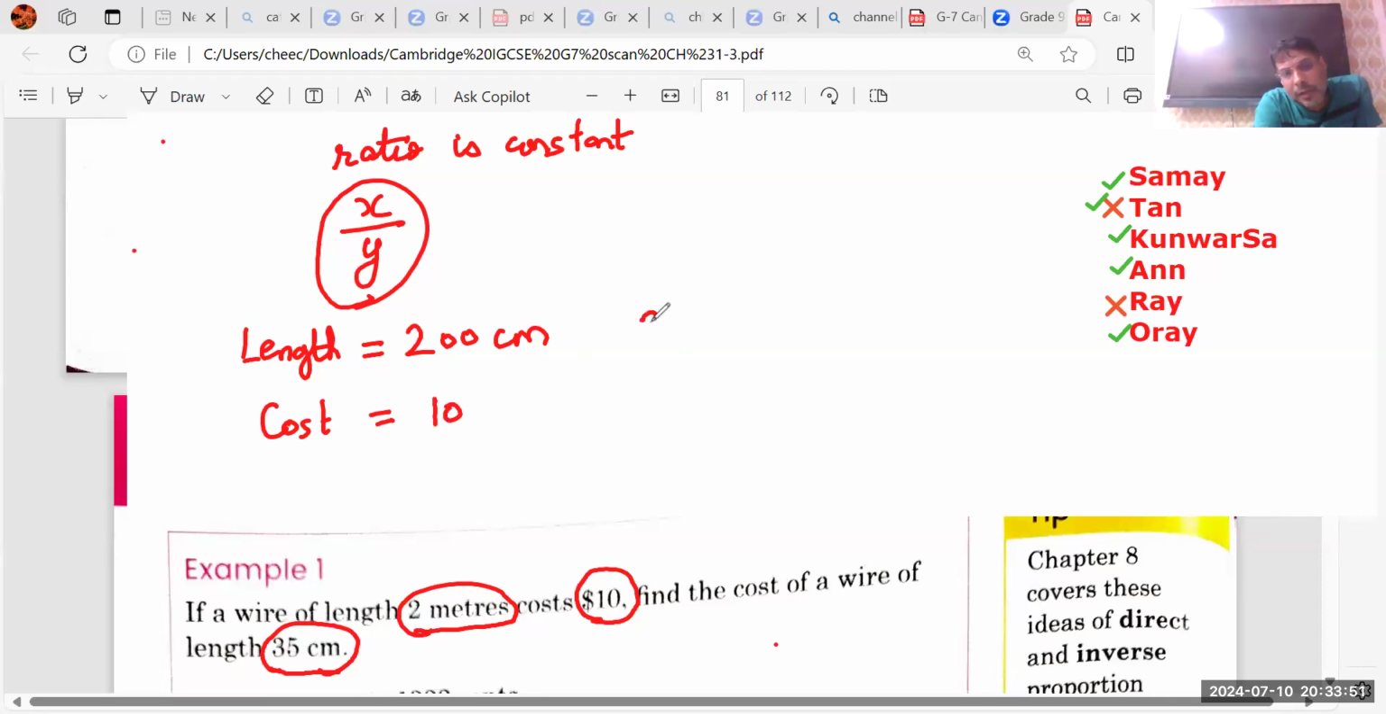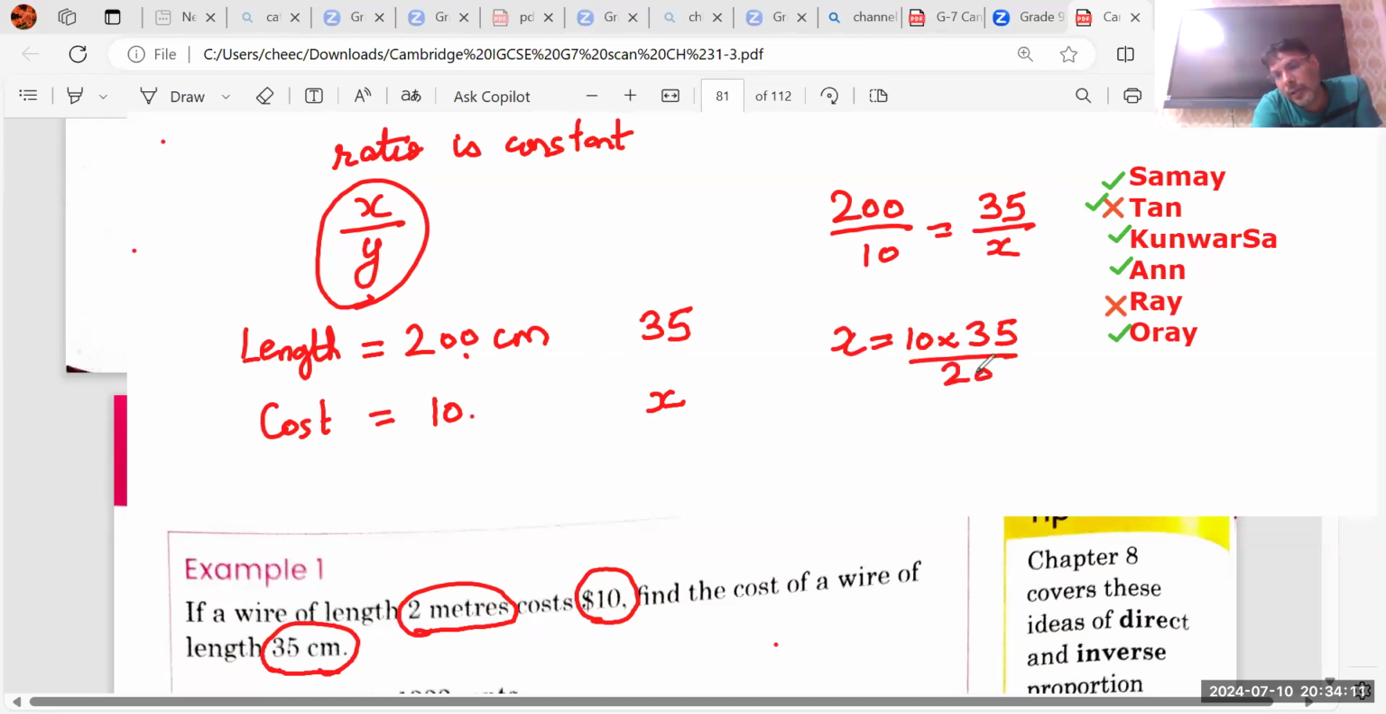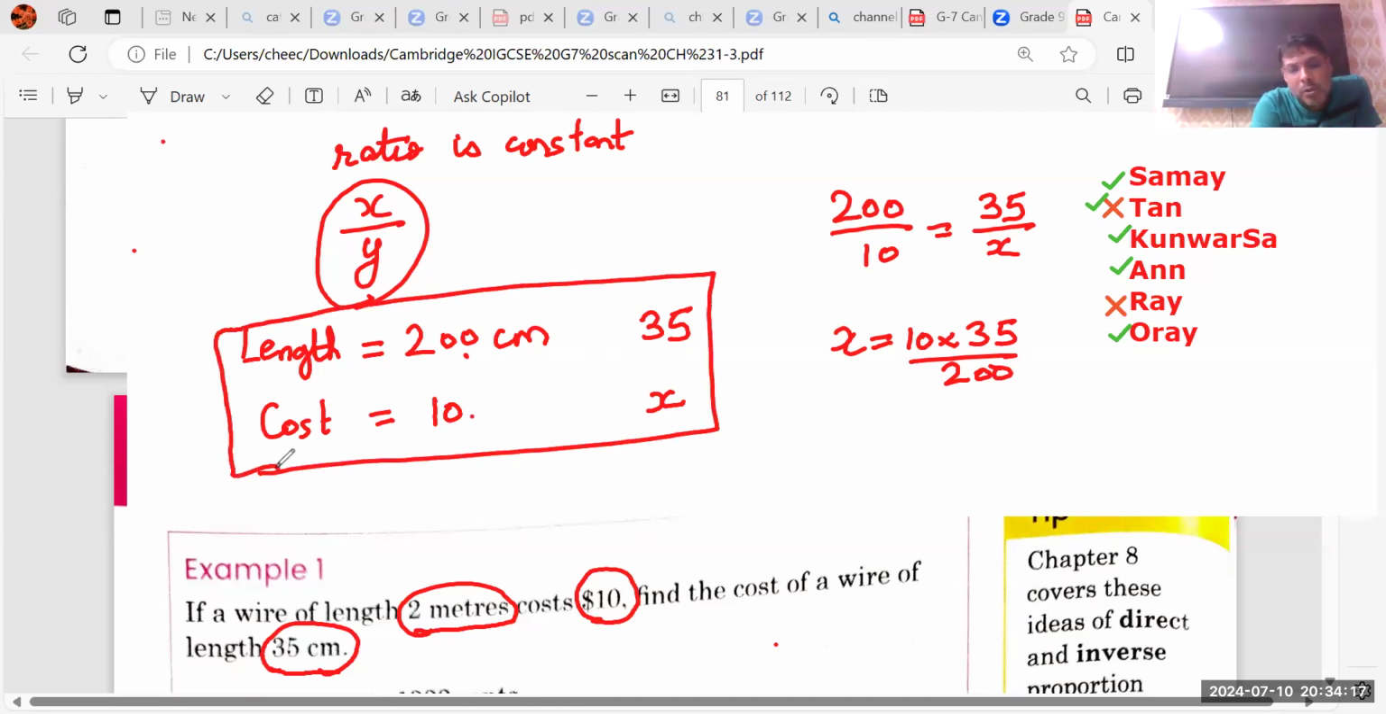And next time I have 35 centimeters and I need to find the cost. So their ratios are going to be same. So 200 upon 10 is equal to 35 upon x. So x will be 10 into 35 divided by 200. You will get the same answer, 1.75. So this way, if you write it in a tabular form, there is no need to think. You can do this also.